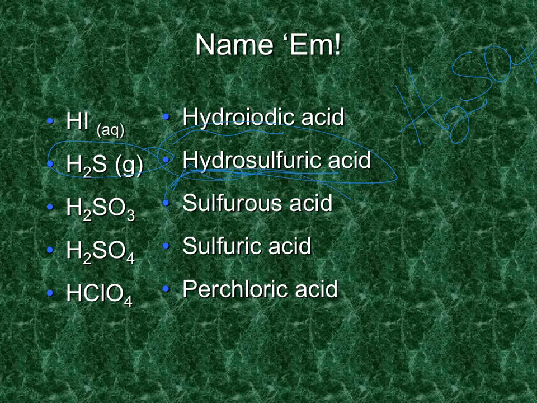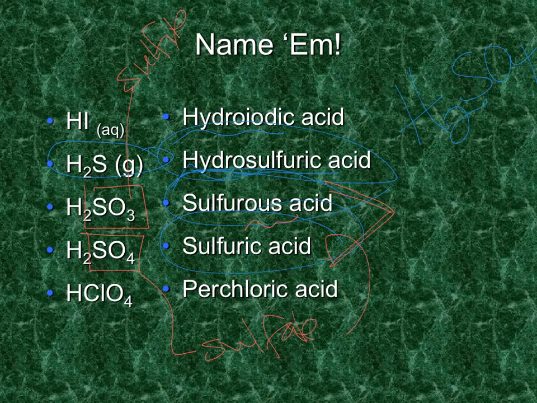We named this on the last slide sulfurous acid, and I want you to compare these two. Look at the difference between these two. It's just that the polyatomic ion, SO3, is sulfite, so the acid ended in -ous, and the polyatomic ion in H2SO4 is sulfate, so its acid name ends in -ic, sulfuric.